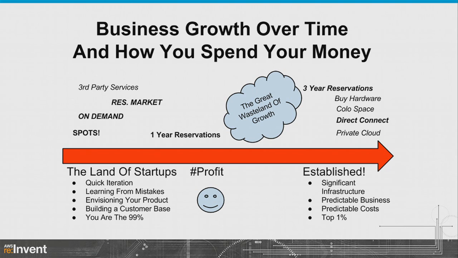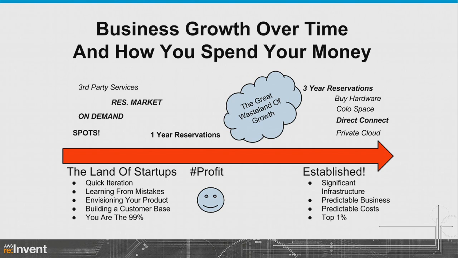And then there's this weird gray space that everybody seems to languish in, which is this wasteland of growth. And you're constantly growing, but you're not really ever thinking back to what actually got you there. And so what ends up happening? Well, I know what my business looks like, so I'm going to buy some 3-year reservations. That's a great way to save money. But then what am I going to do?